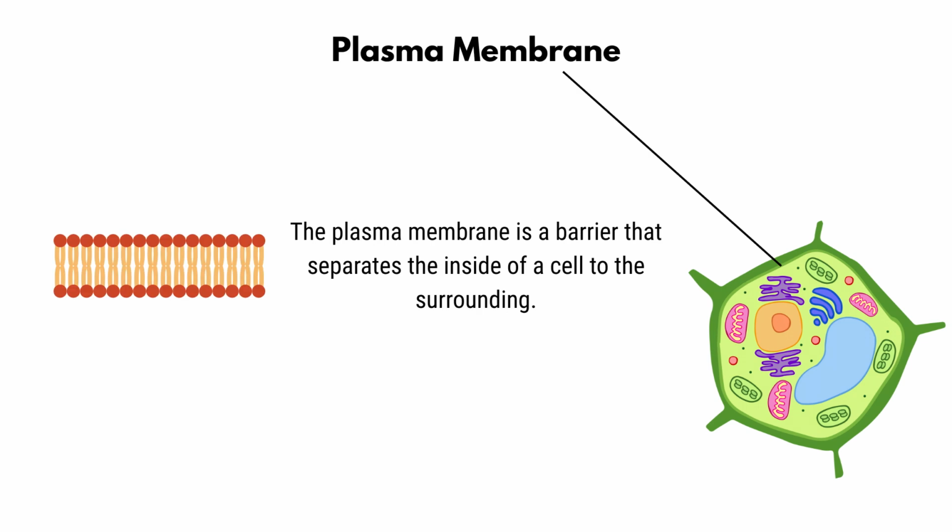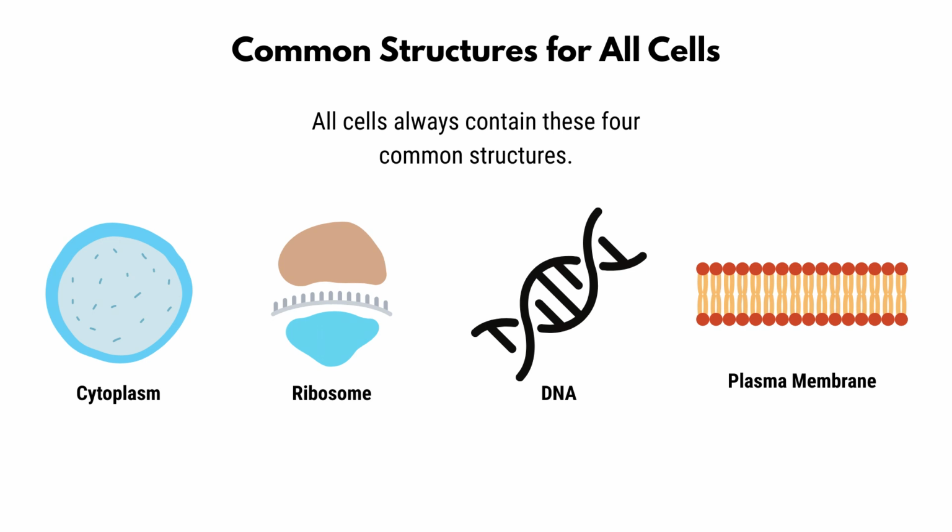Finally, we have the plasma membrane. We'll probably have an entire video just on the plasma membrane and its proteins later, but the plasma membrane is more of a barrier that separates the inside of the cell from its surrounding, and it is made up of things called phospholipids.